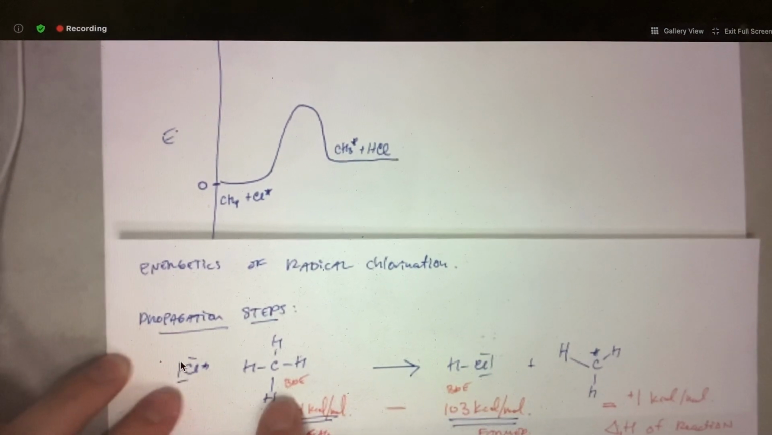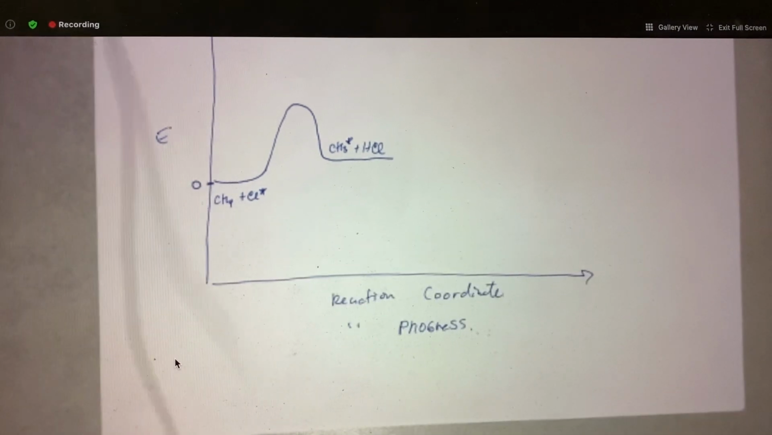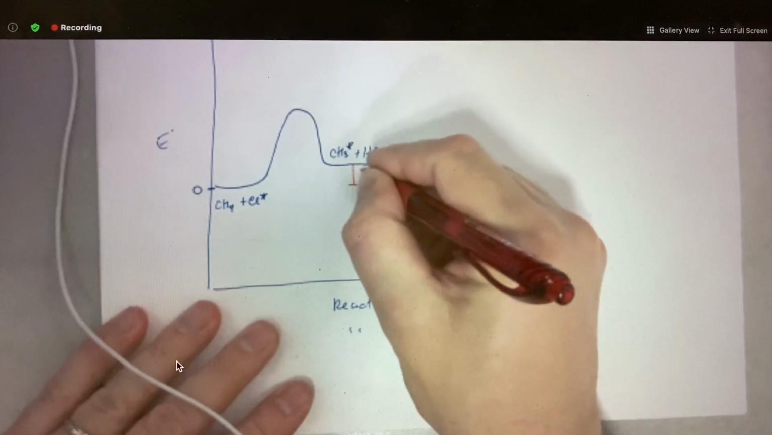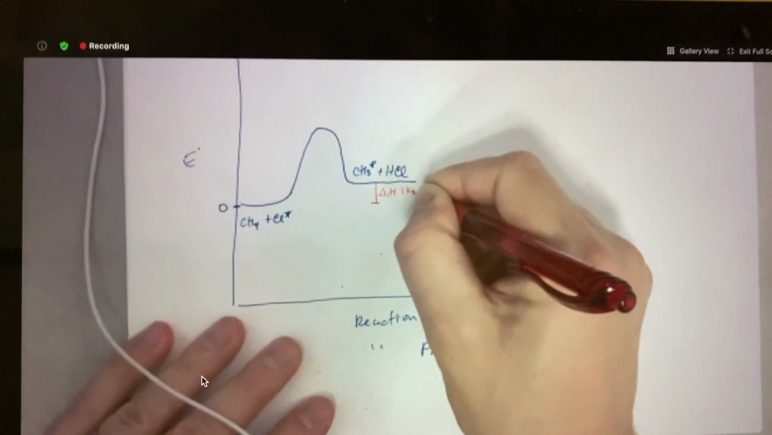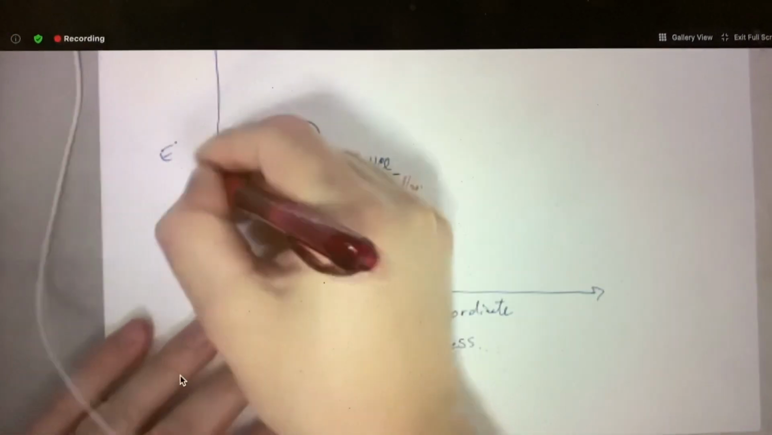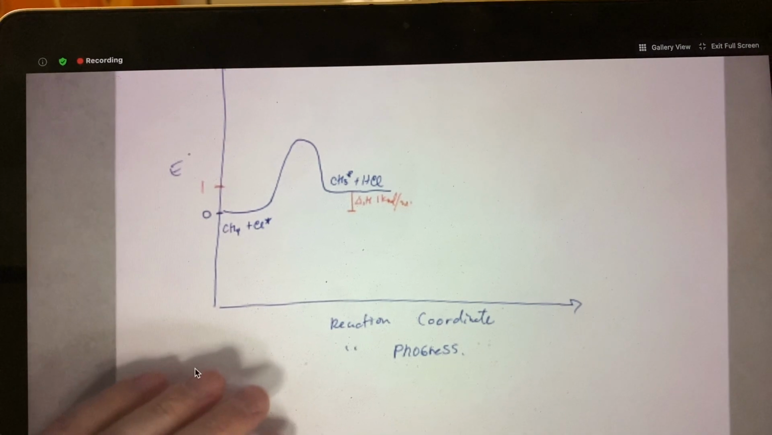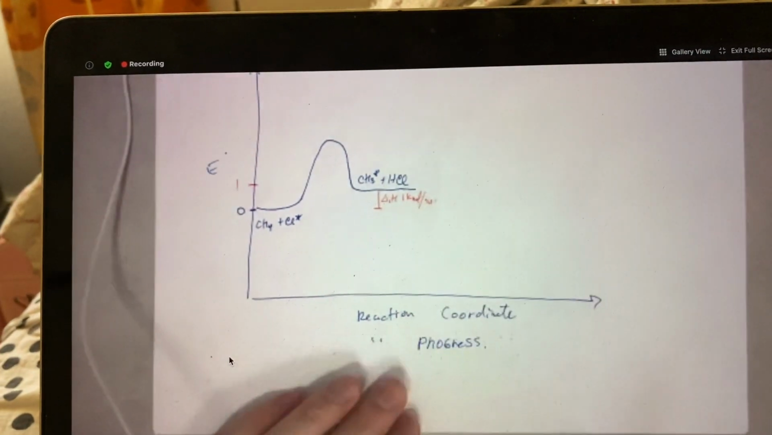We start off with these two things, and the reaction starts proceeding. It's going somewhere. It's going to HCl and our methyl radical. And we already did some calculations here. We know that this is delta H of 1 kcal per mole. So somewhere on here, it's about 1. Okay? So the reaction starts, it goes to this particular point. This thing, we can calculate what I'm drawing in red.